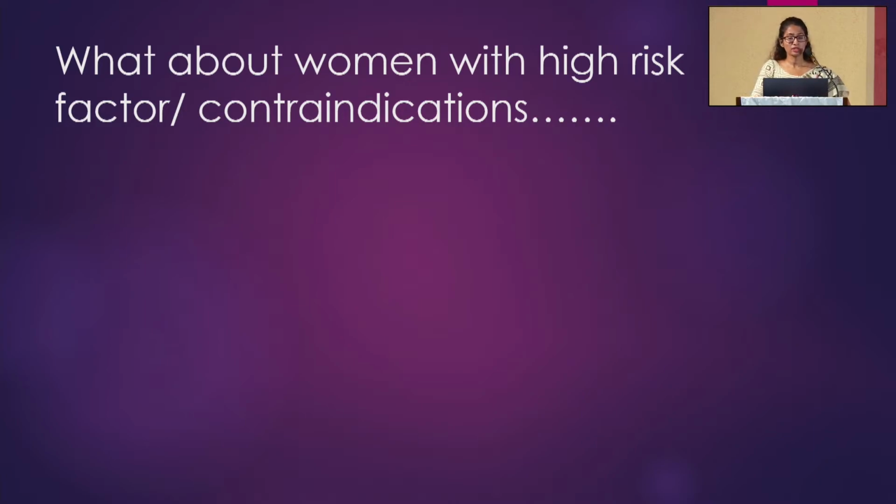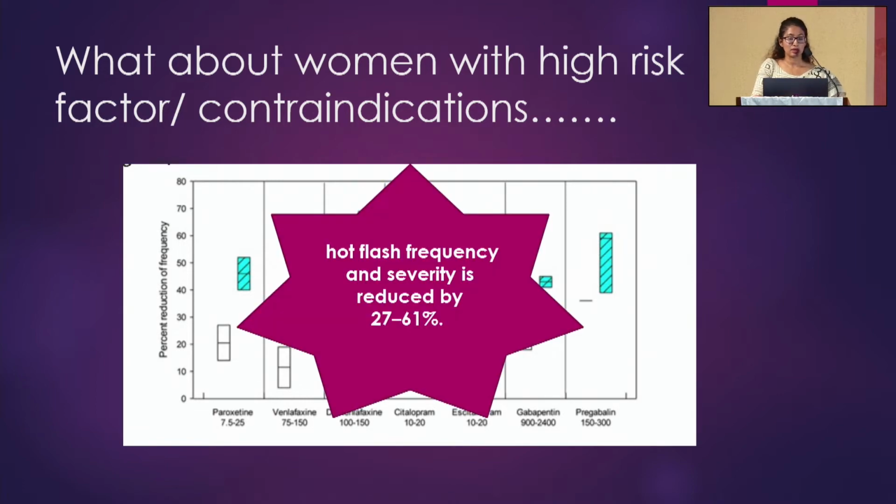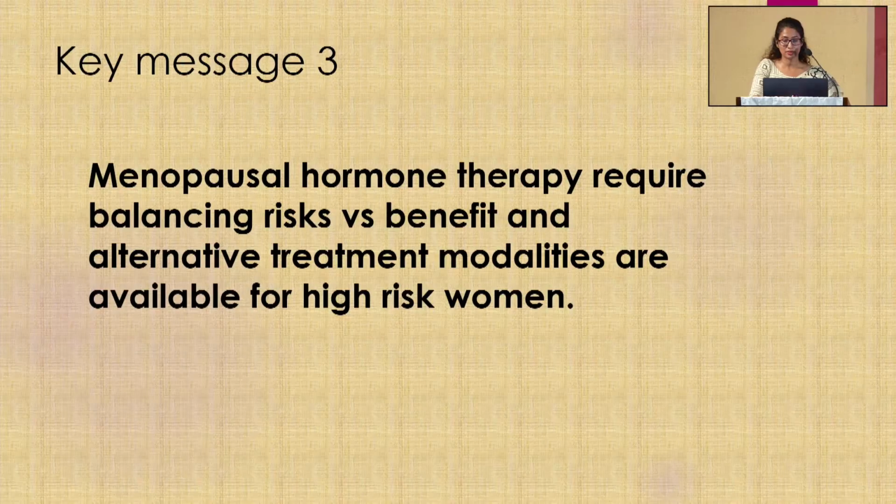So what about women with high risk factors and contraindications? Do we have any option to treat them? Yes, we do. SSRIs and SNRIs, as I showed, re-establish the thermoregulatory response, so we can treat them with that. And gabapentin has also been shown to have similar efficacy. These modalities reduce hot flush frequency and severity by about 30 to 60%. So this brings us to my third key message: menopausal hormone therapy requires balancing risk versus benefit, and alternative therapies are available for women with high risk.